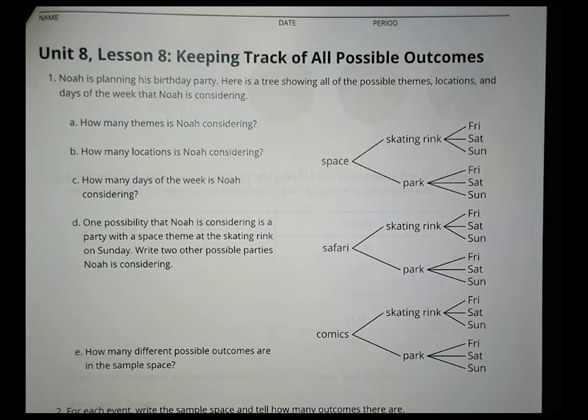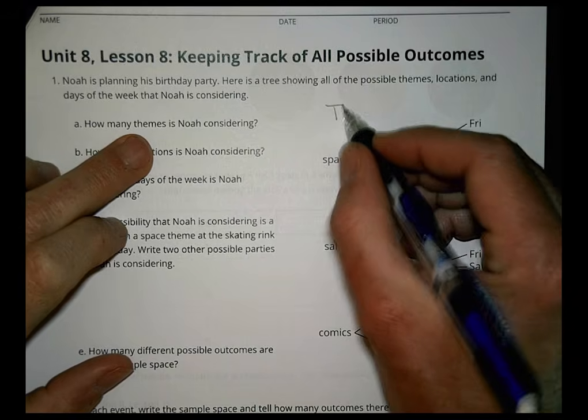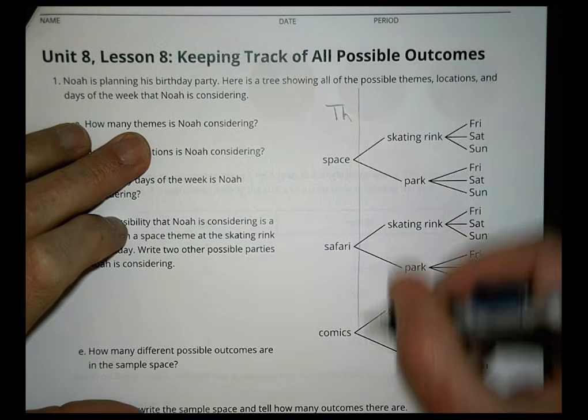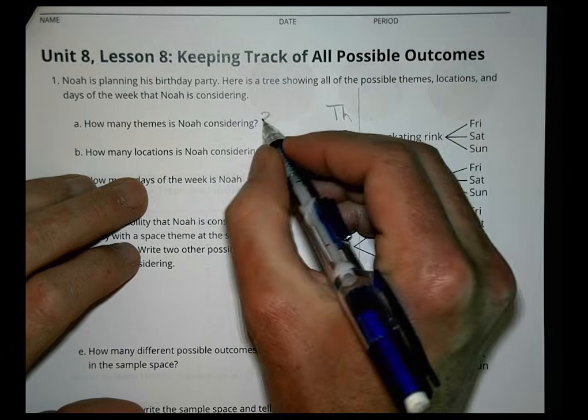Alright, homework time. Noah's planning his birthday party. Here's a tree showing all the possible themes, locations, and days of the week he's considering. Alright, so how many themes is he thinking about? Well, we can see the themes are here, right, in this space right here. We can see 1, 2, 3 themes he's considering.